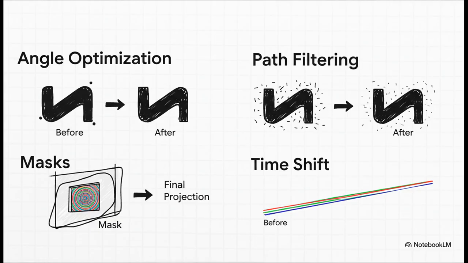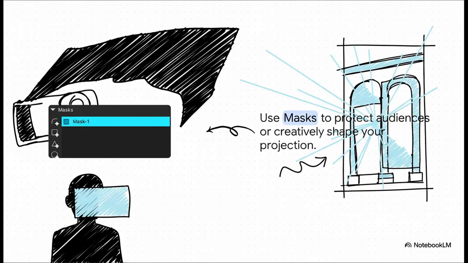Angle optimization is fantastic. Because the scanner has physical inertia, sometimes sharp corners can look a little rounded. This tool cleverly adds extra points right at the corners to keep them crisp. Path filtering is great for cleaning up visual noise by just getting rid of lines that are maybe too short or too long. Masks are for both safety and creativity. We'll touch on those more in a sec. And time shift is a total lifesaver for fixing weird color alignment issues that can sometimes happen because of hardware delays. So let's look closer at masks.